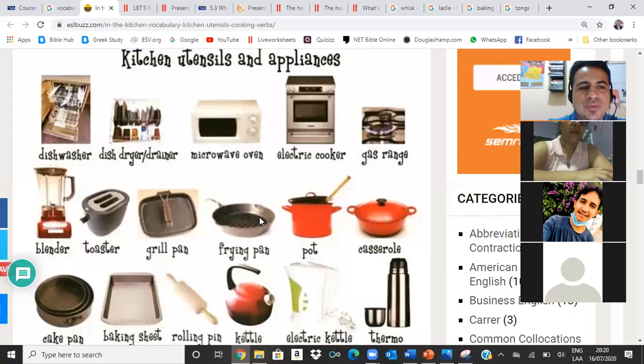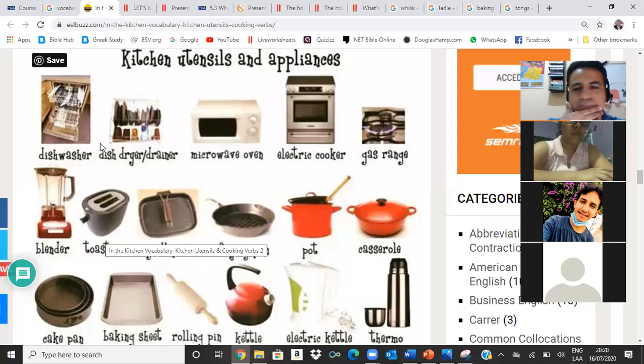Appliances for kitchen. Repeat. Dishwasher. A dish dryer or drainer. Nosotros tenemos drainers. Solo que no sé si a la par donde lavan los trastes. Esa cosita de plástico donde ponen los trastes que están mojados. A drainer. Or you can say dish dryer. Okay. Microwave oven. Or we say oven, right?